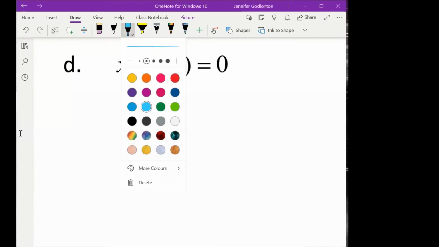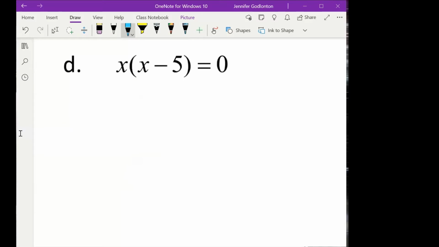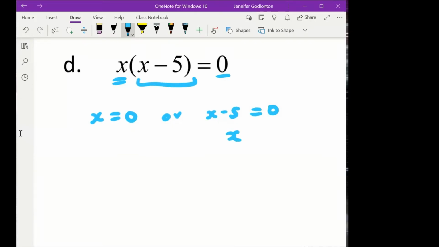Mike, how can I help? Can I try? Yes, please. What would my 2 answers be here? Okay, so your 2 answers would be 0 and 5. Good. Absolutely. Nice job. So x is going to be equal to 0. That's dealing with that one. Or x minus 5 is going to be equal to 0, which means x is equal to 5. Lovely, Mike. Excellent work.